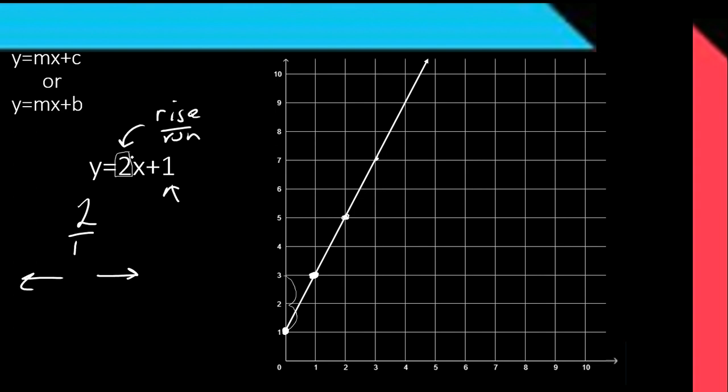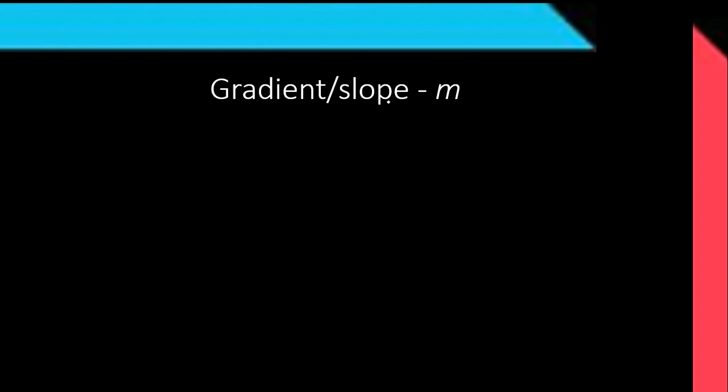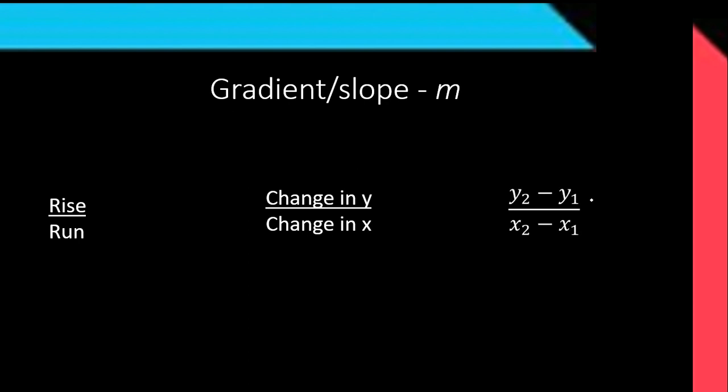Something that we're going to look over in future videos is looking at the slope or the gradient, which is the rate of change, which is represented by the letter m. Okay, so just some different ways of how we're going to see the gradient. So rise over run, change in y over change in x, and then this formula, which we'll look at in the future, is y2 minus y1 over x2 minus x1.